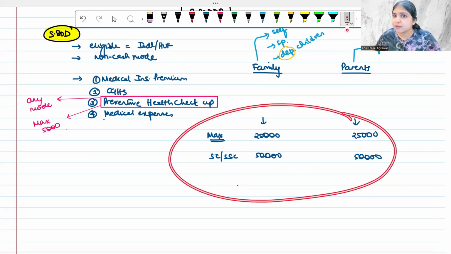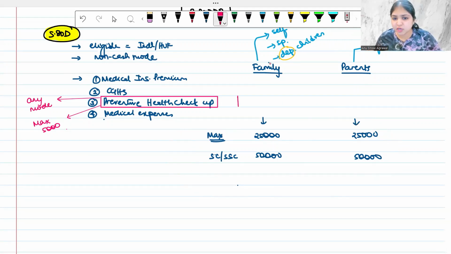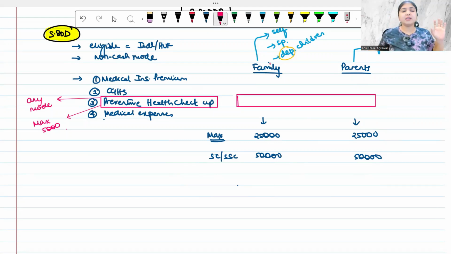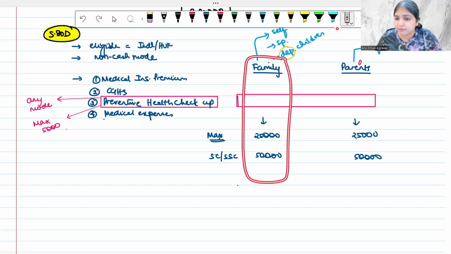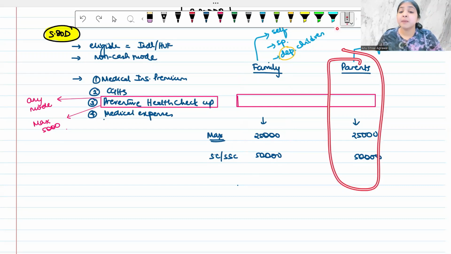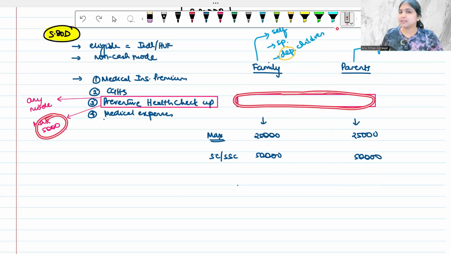So we have the overall limits of 25,000 and 50,000. Within this, the total preventive health checkup for the family category and the parents category put together should not exceed 5,000. Maximum only 5,000 is allowed. Understanding, everybody? So for preventive health checkup, we have two special points. Point number one, the payment can be made in any mode. And point number two, the maximum limit is 5,000 rupees. We have category limits of 25,000 and 50,000 as the case may be. But within preventive health checkup, family and parents put together should not exceed 5,000 rupees.